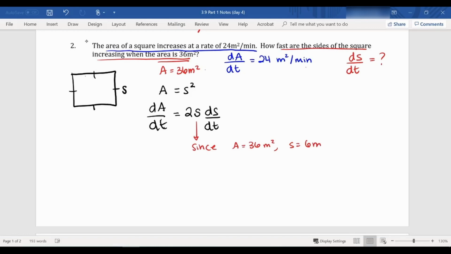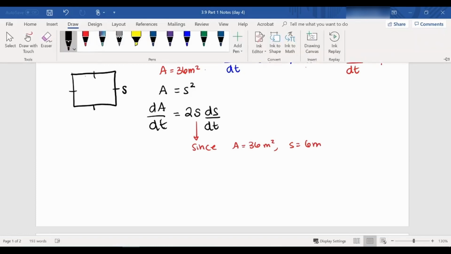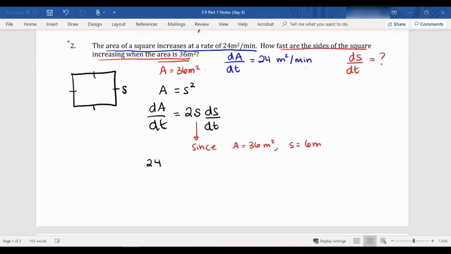So since we know the area is 36, we know s is 6. And then we can plug things in. We know dA/dt is 24. s is 6. We've been asked to find ds/dt. So we get 24 equals 12 ds/dt, or 2 equals ds/dt. And our units would be meters per minute.